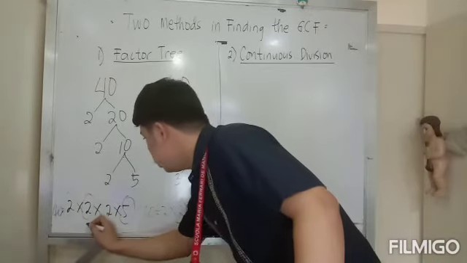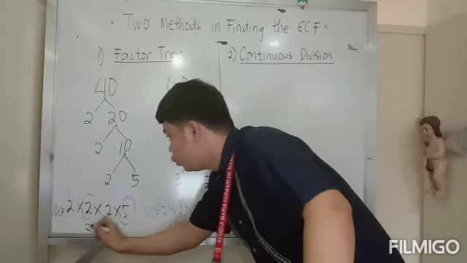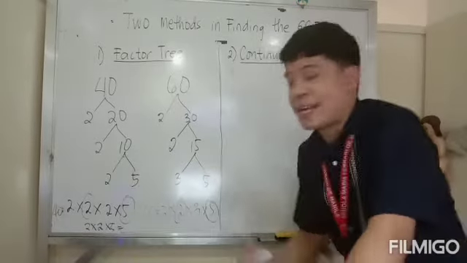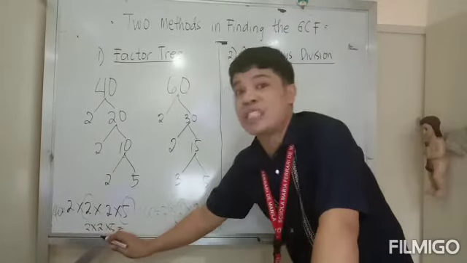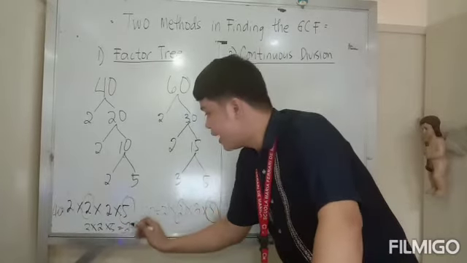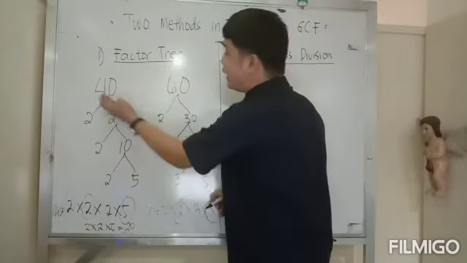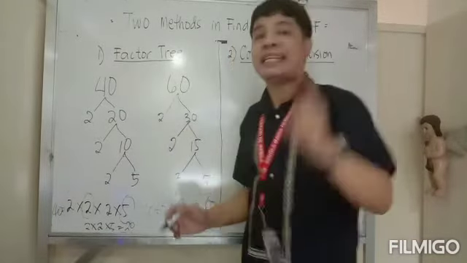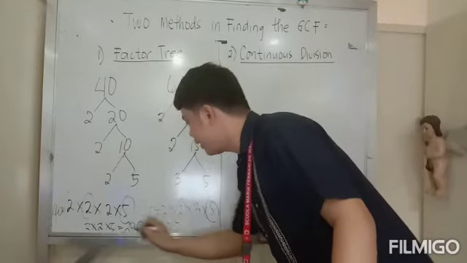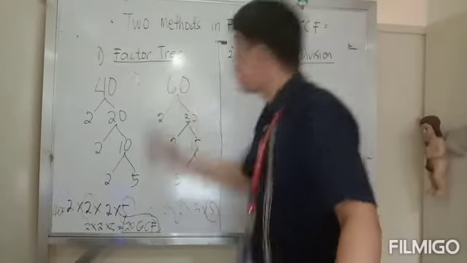Since both of them have that number, you're going to multiply 2 times 2 times 5. 2 times 2 equals 4, times 5 equals 20. So now, guys, the GCF of 40 and 60 using factor tree is 20. So this is now the GCF. Okay? That is how we find the GCF using factor tree.